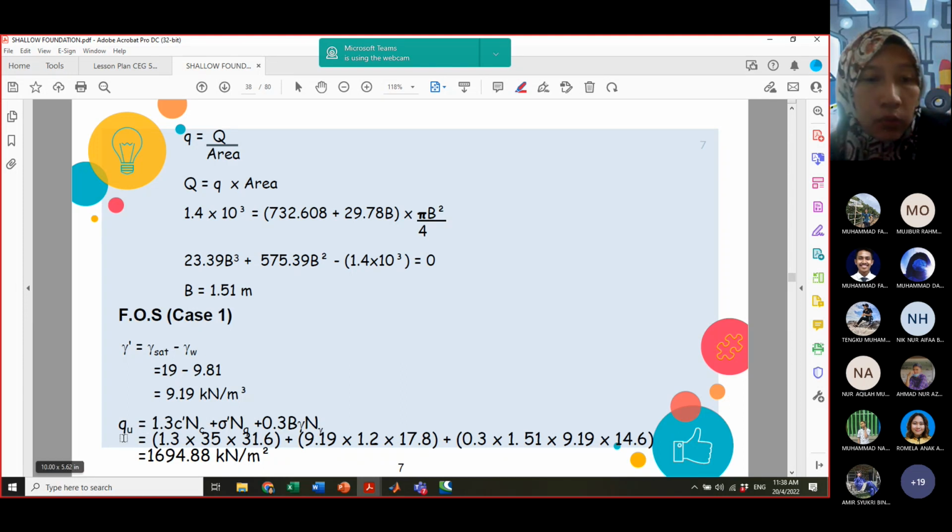That's why kat sini kalau you look at this Q ultimate, is the effective overburden pressure iaitu 19 tolak dengan 9.81, 9.91 darab dengan 1.2. 1.2 is the founding depth darab dengan Nq plus dengan 0.3 times dengan 1.5, the size of the footing, times dengan effective unit weight times dengan N gamma. So 1694.88. So actually this question is not solved yet. Sebab apa? Dia minta calculate factor of safety.